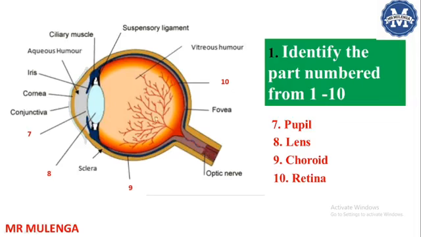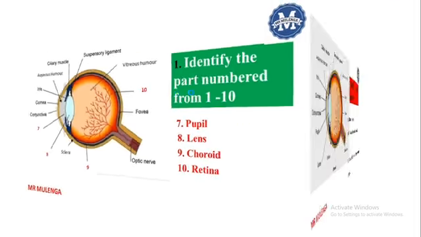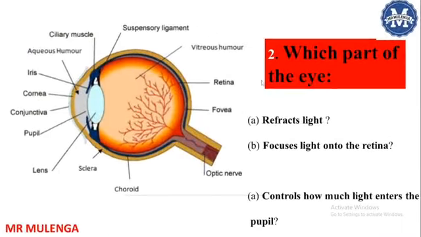So we have identified these parts of the eye that were numbered from 1 to 10, and we have discussed some of their important functions. So we have answered our question 1. We now move on to our second question here. So here is our question 2. So our question 2, we have A, B, and C.